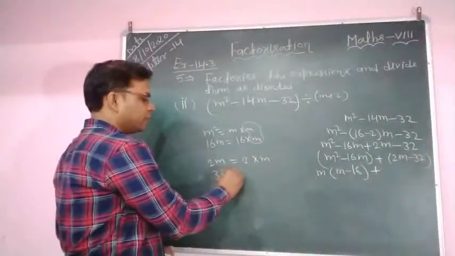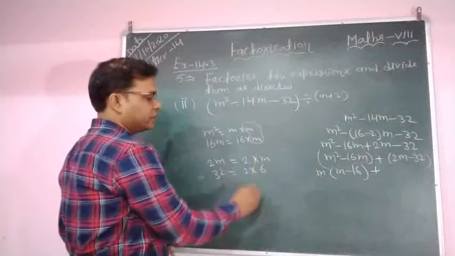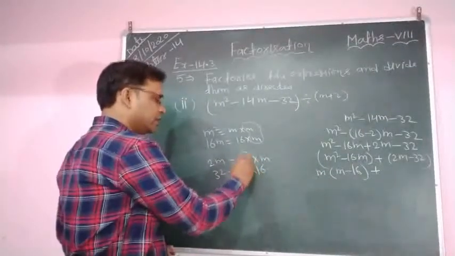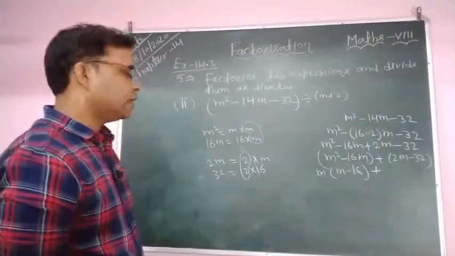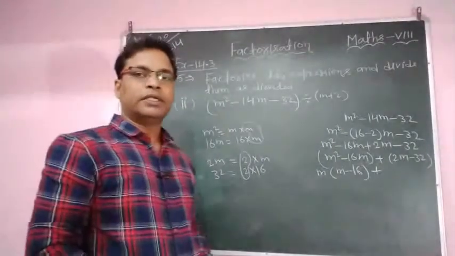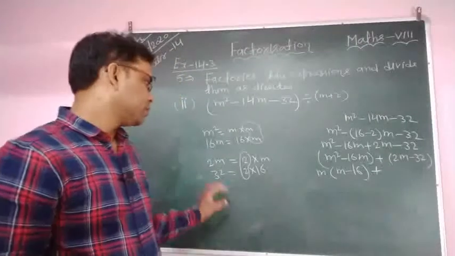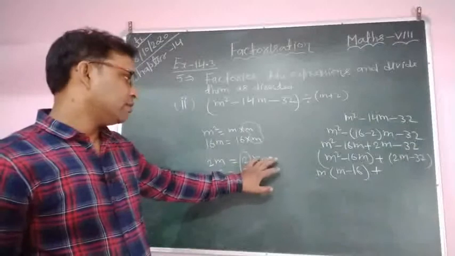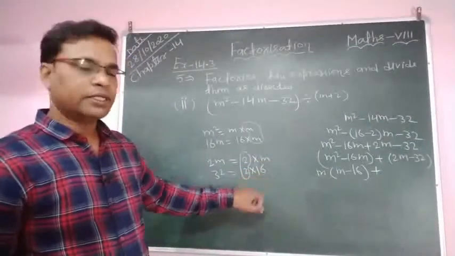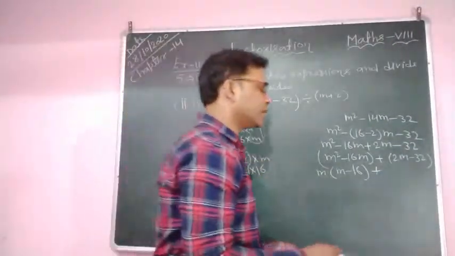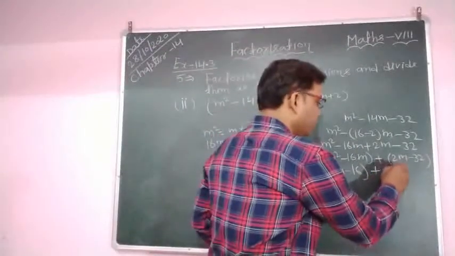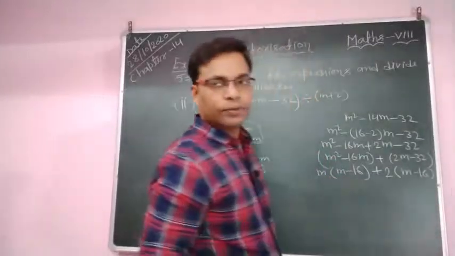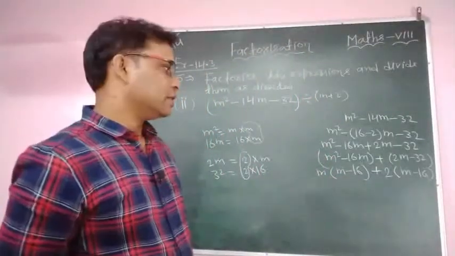32, you can write it 2 into 16. Clear? So what is common between them? You can see here 2 is common, 2m plus 32. Clear? So if we take common 2 here, then we obtain as a remainder in first term m and second term 16. Okay? So we can write here 2 into m minus 16.